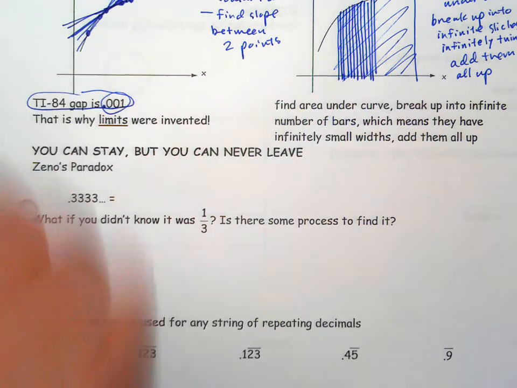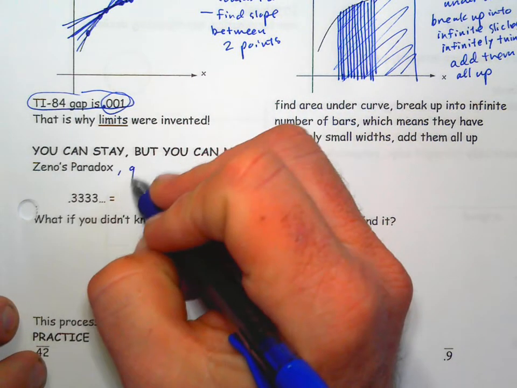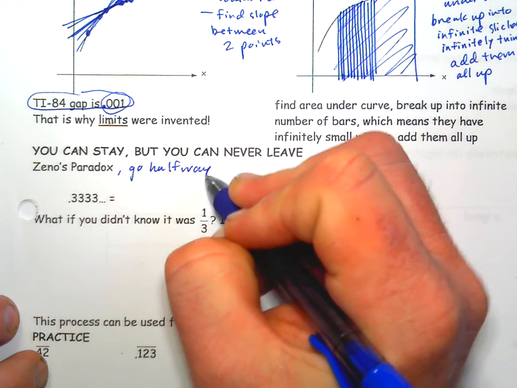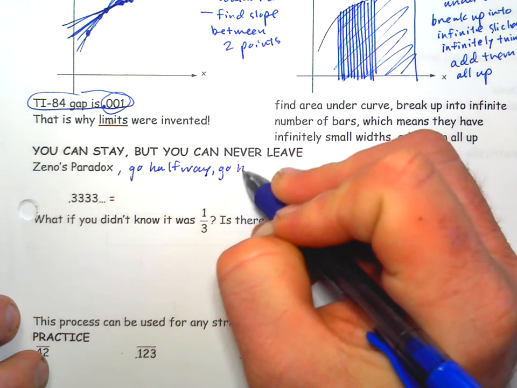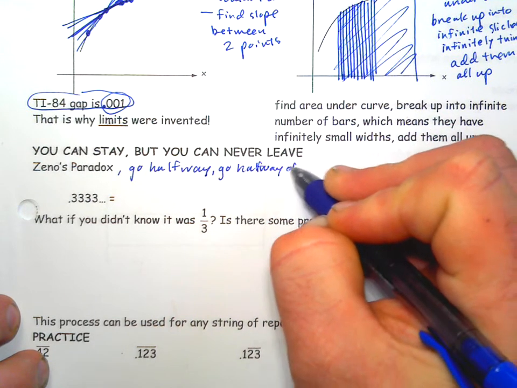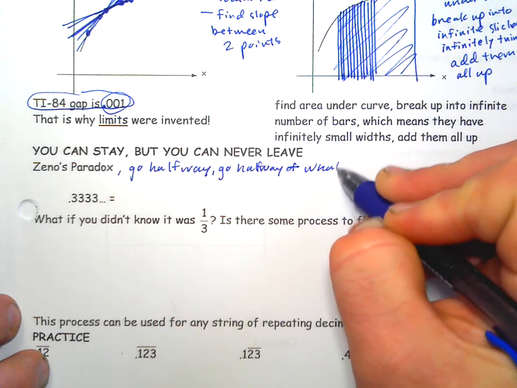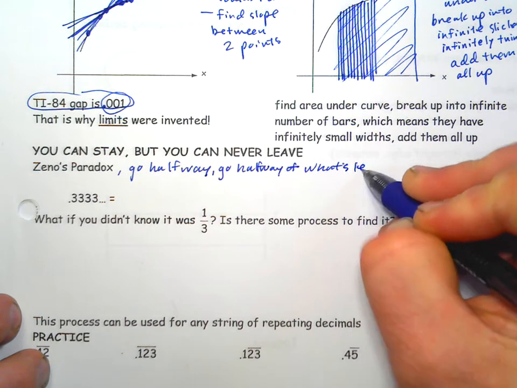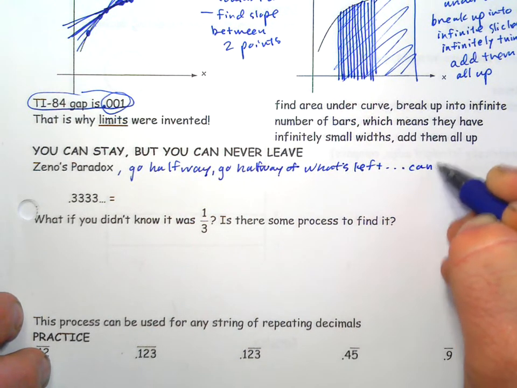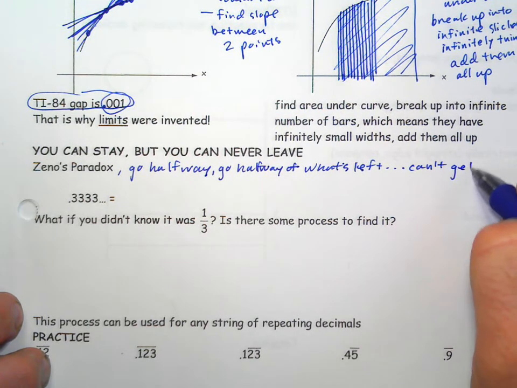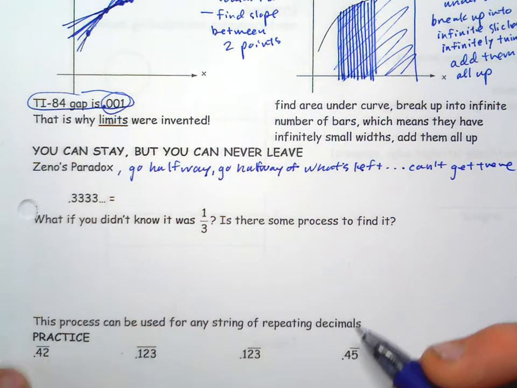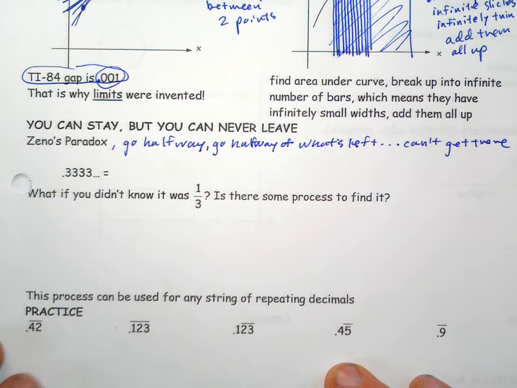You can stay, but you can never leave. Zeno's paradox. So I was talking about this in the warm-up. You could go halfway to the door of the classroom and then go halfway of what's left. And according to Zeno, you can't get there. Can't ever get there. Can't get out. Okay? I think I could, yeah, I agree.